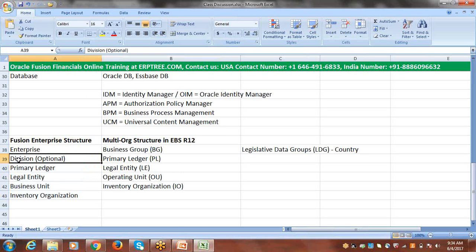Yep. So that's what we have. Lakshman, please. I have a question, Lakshman. Yeah, please go ahead. So you are saying that if we create a division in the enterprise structure, it would affect our reporting.